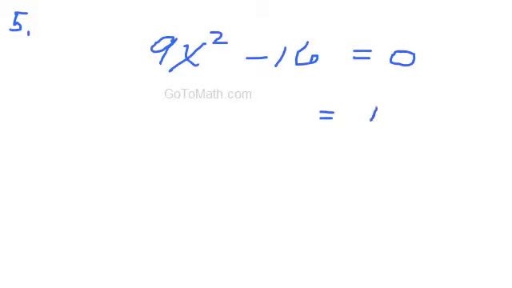So we have 9x squared minus 16 is equal to 0. So we're demonstrating the square root property. So we just take the 16 over to the right-hand side, and then multiply both sides by 1/9.